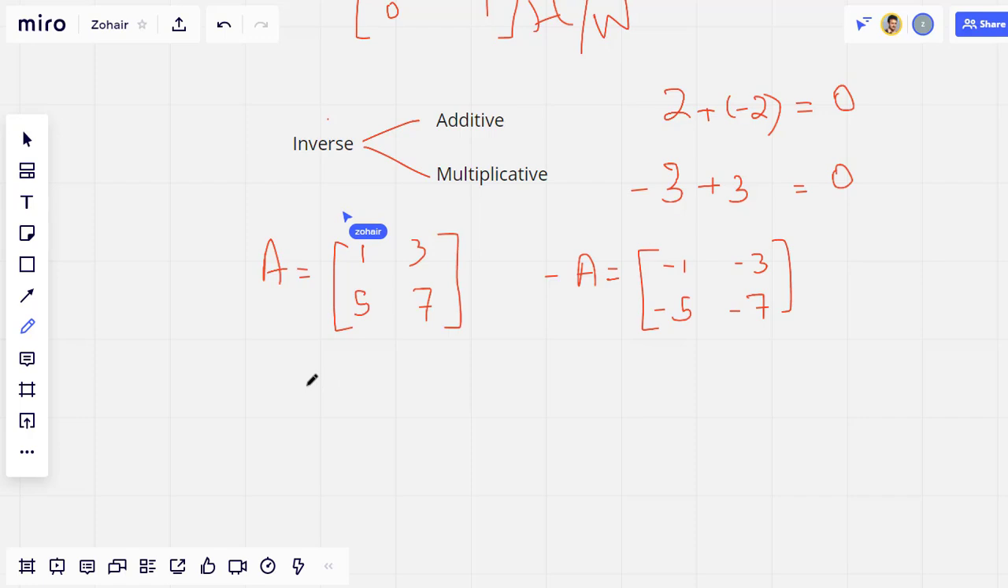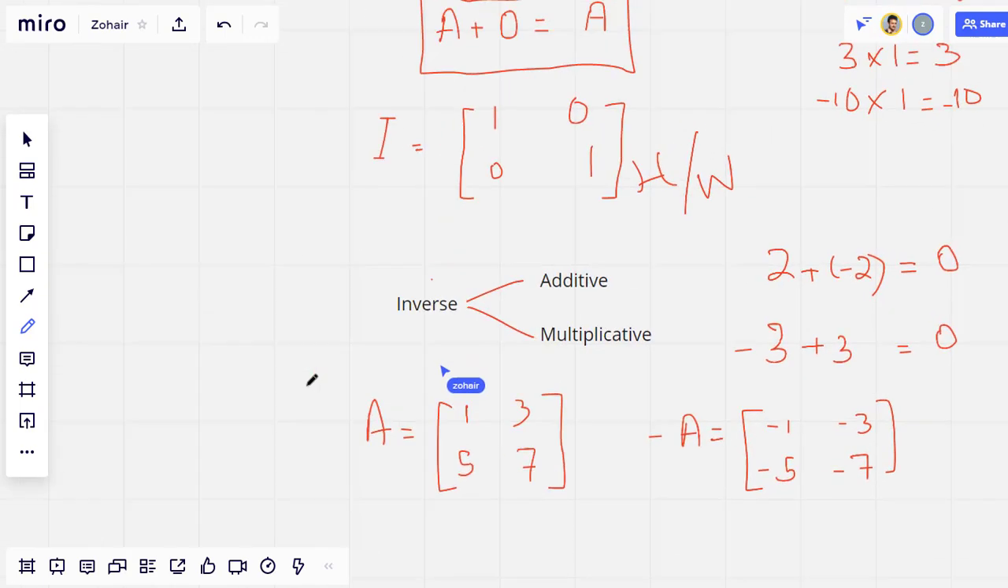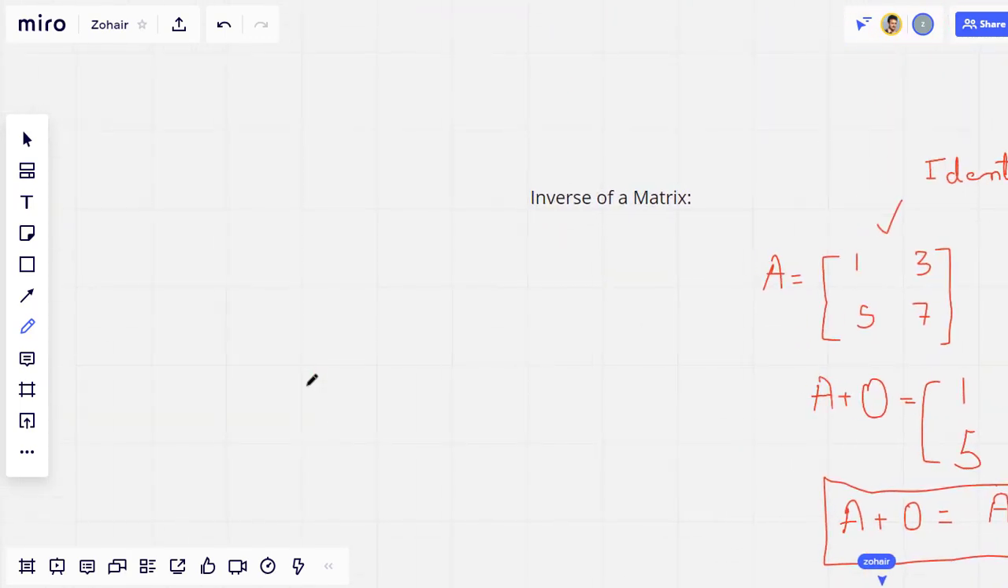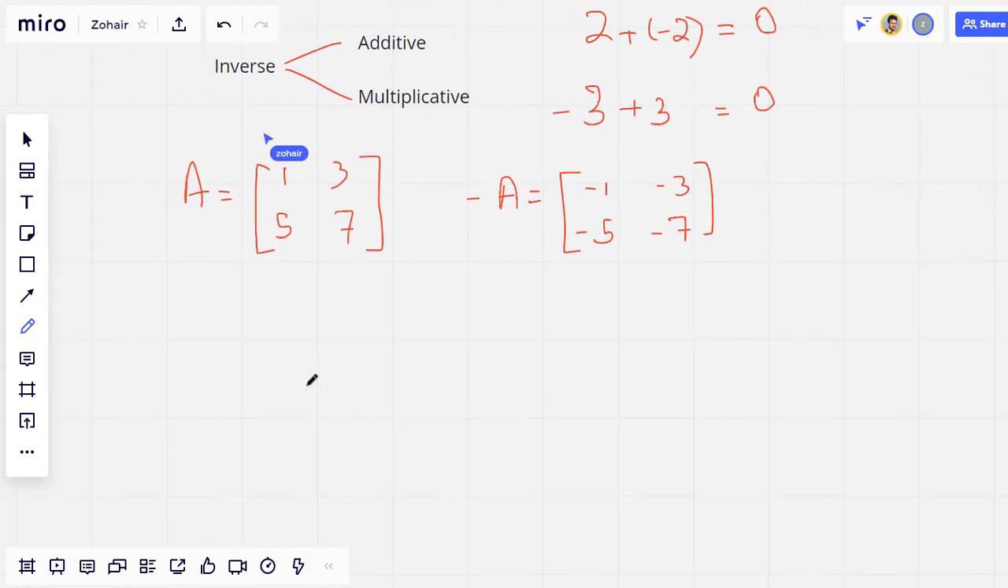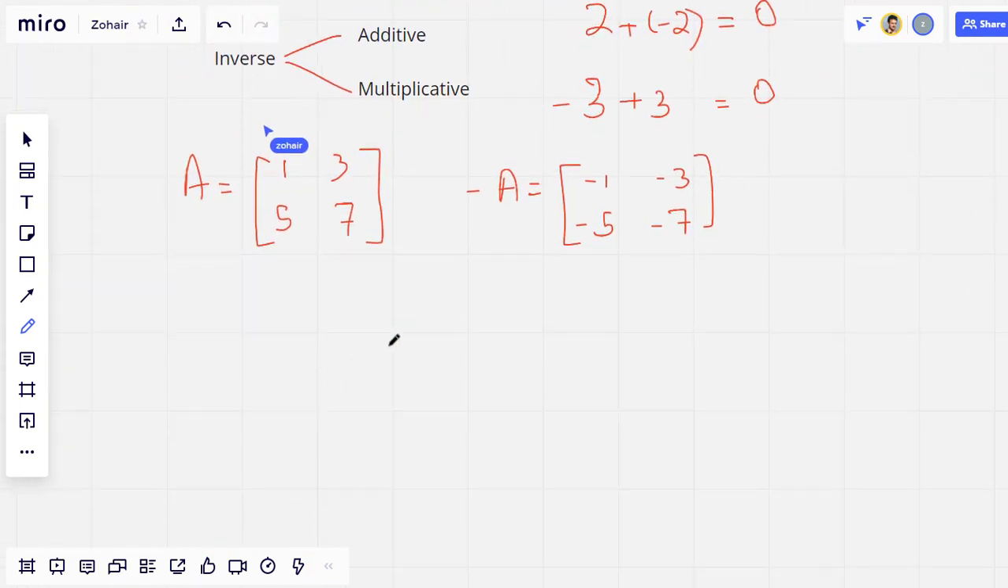Now multiplicative inverse. I'm not going to discuss it here for matrices because that's exactly what my topic is about. Well, I'll just explain the multiplicative inverse for real numbers here. The multiplicative inverse for real numbers is like this. Let's say 2 times something is 1. Let's say minus 5 times something is 1.